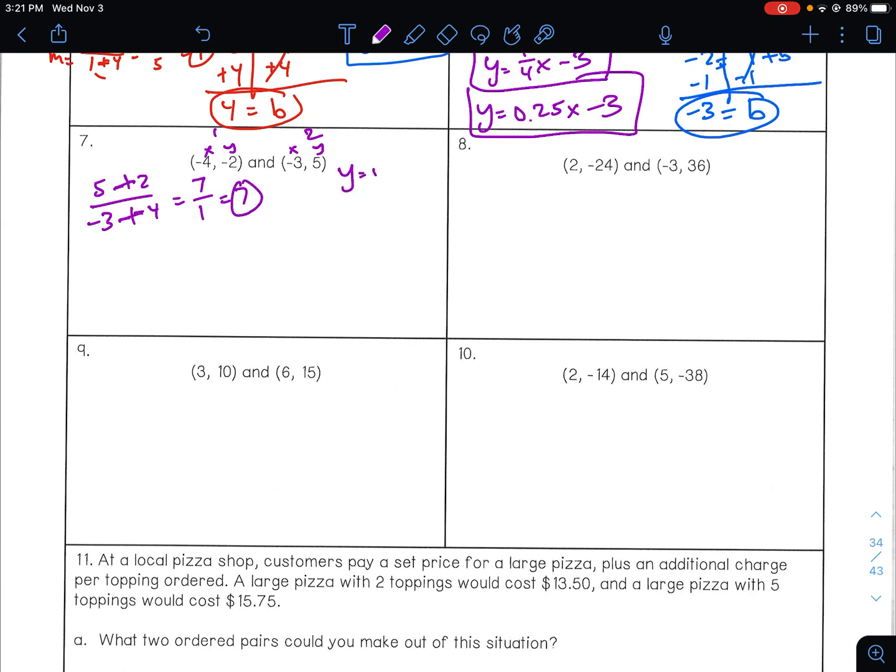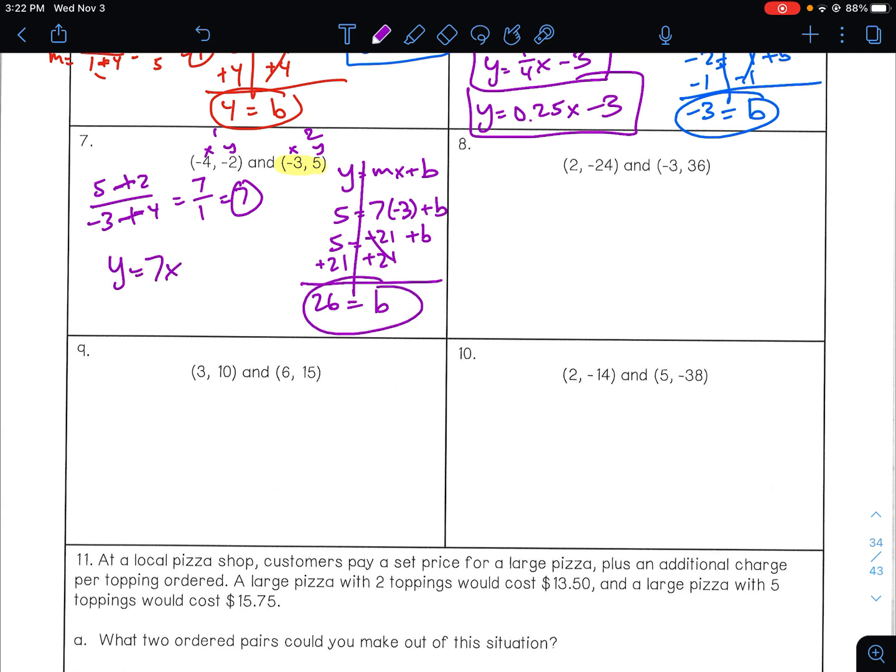Y equals mx plus b. Which point do I want to use? I'm going to go ahead and choose the second one because it's got fewer negatives, and I hate dealing with negatives. So y is 5, m is 7, x is -3, b is just b. So let's simplify this. 7 times -3 is -21 plus b. Add 21 to both sides to cancel that out, and that equals 26. So b equals 26. So let's write the equation. Y equals 7x plus 26.